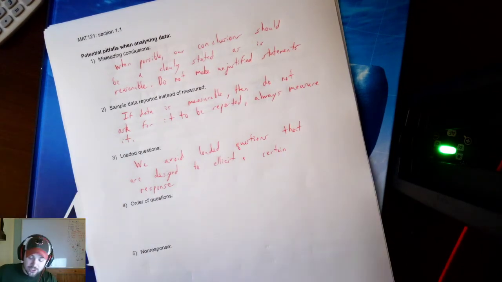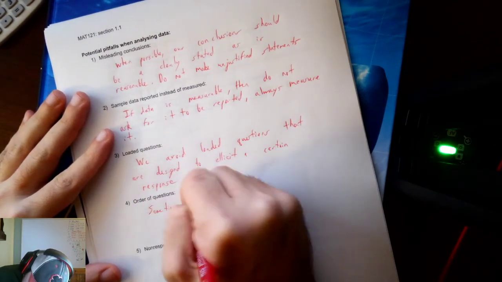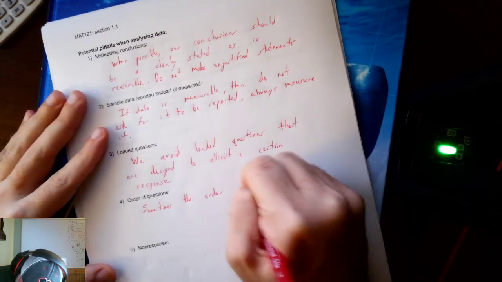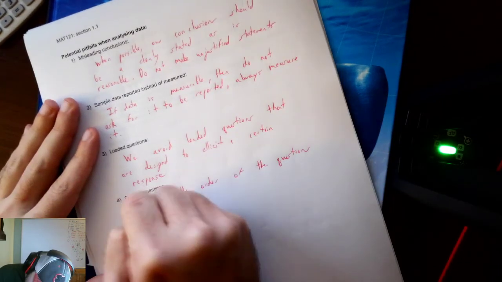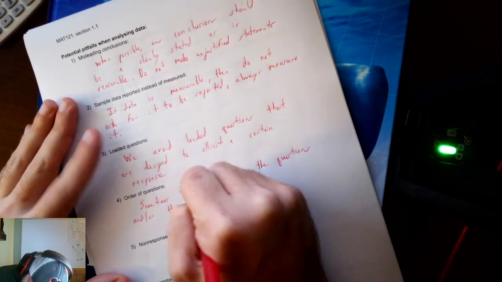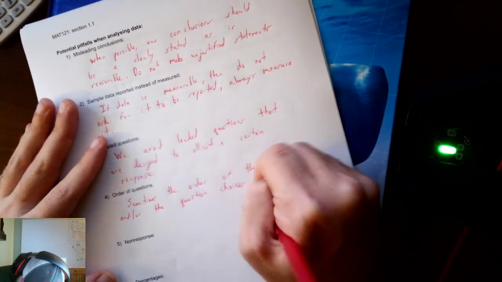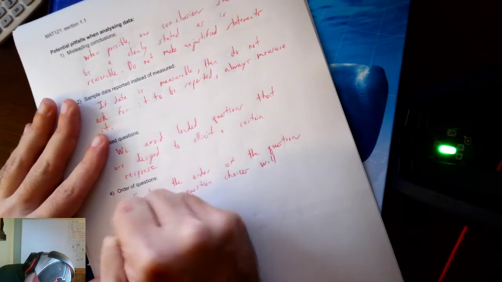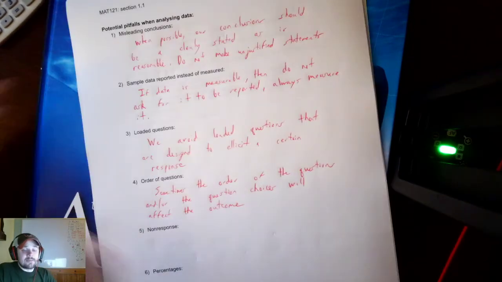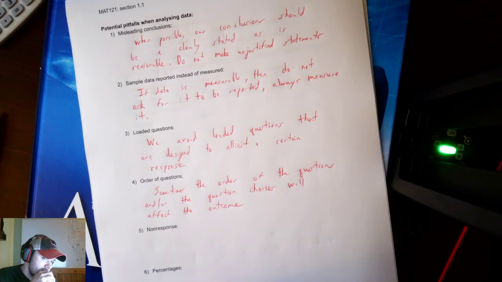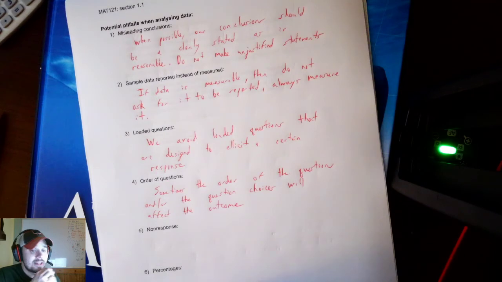Next, order of questions. Sometimes the order of the questions and/or the question choices will affect the outcome. Sometimes the order you ask the question in will affect the outcome. On the next page, we'll have a good example that I took from the book. But think about it this way.